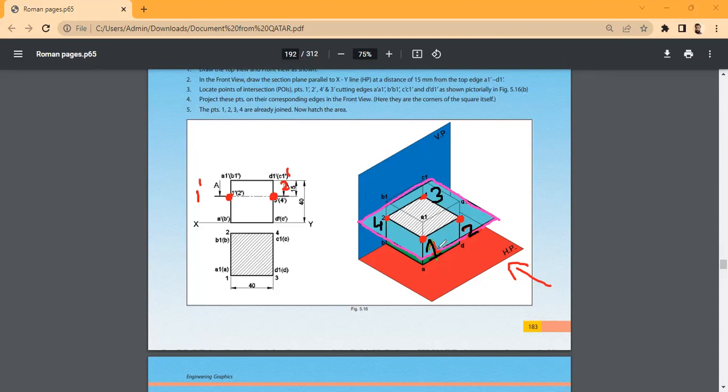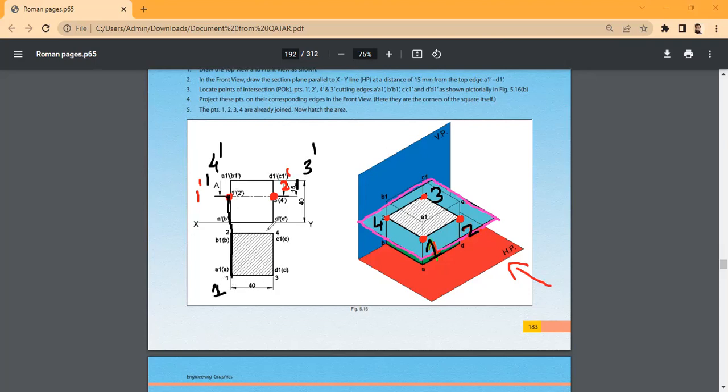Can you see the numbers 1, 2, 3, 4 in the 3D view? Yes, sir. 1, 2 means front side cutting points, whereas 3, 4 are back side cutting points. Is that point clear? Okay, then I will name 1 dash, 2 dash, 3 dash, 4 dash. Then project the cutting points. So you will get 1 here.